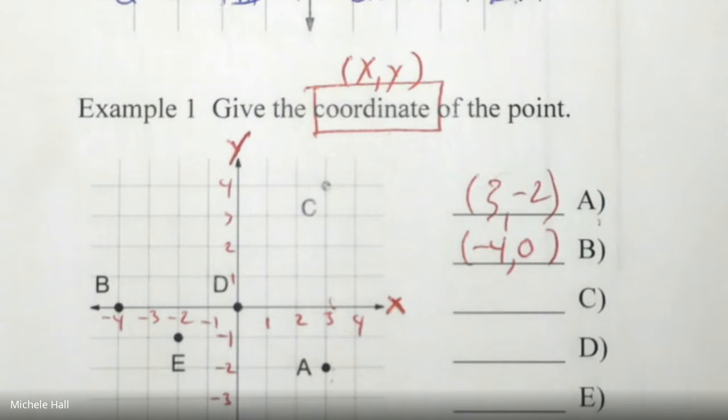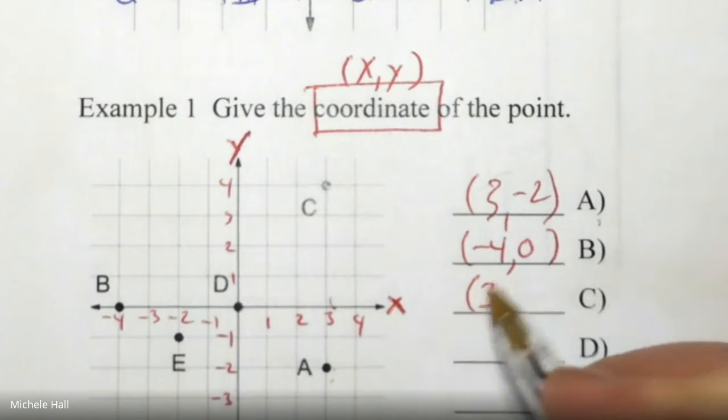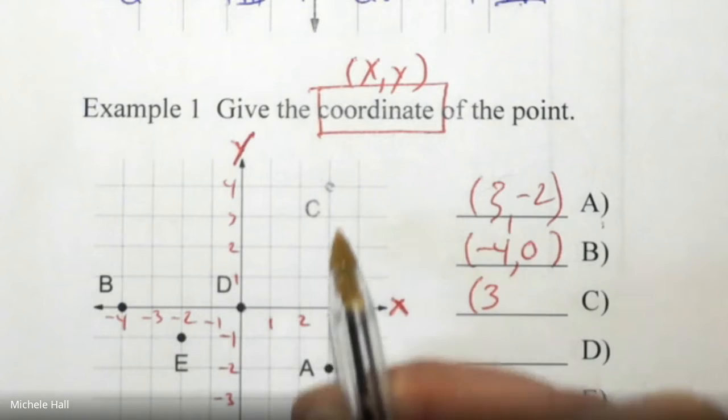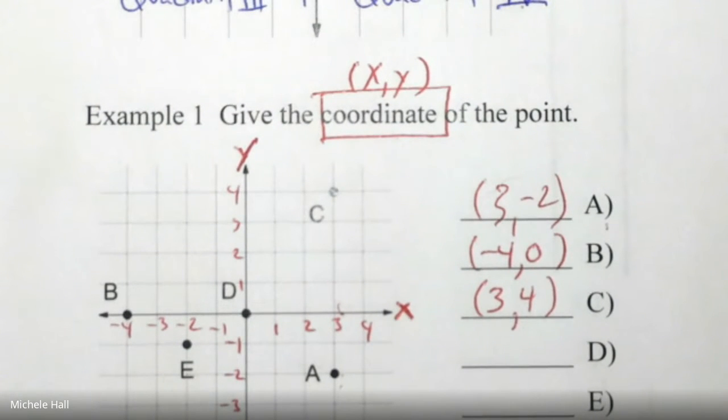Evan, what did you get for C? So X is 3 and Y is 4. I agree. X is 3. Go over 3, and then I had to go up 4. Okay, do points D and E.